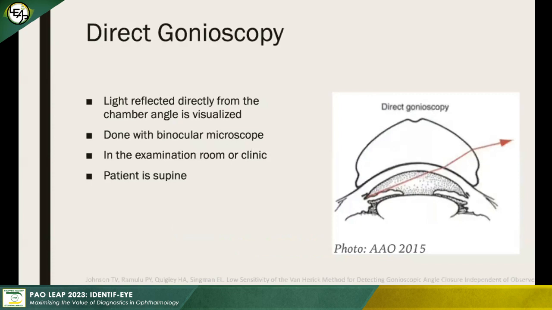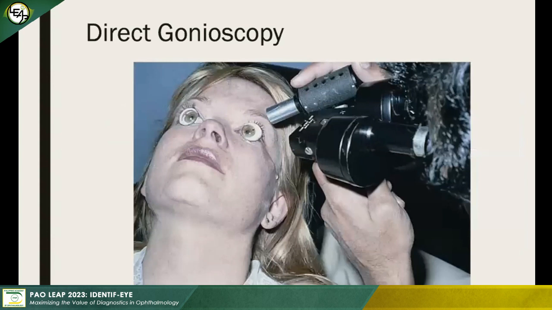Gonioscopy can either be direct or indirect. Direct gonioscopy is called direct because the light reflected from the angle is directly visualized. It is performed using an OR or handheld binocular microscope with the patient supine. Shown in this photo is how a clinic diagnostic procedure is performed with a patient supine and a doctor using a handheld biomicroscope. So examination can be done alternately on both eyes with the two lenses. In this image, you see that both lenses are placed on the eye, and then the physician moves around the lens, going through the different angles and clock hours with both lenses placed on the patient.